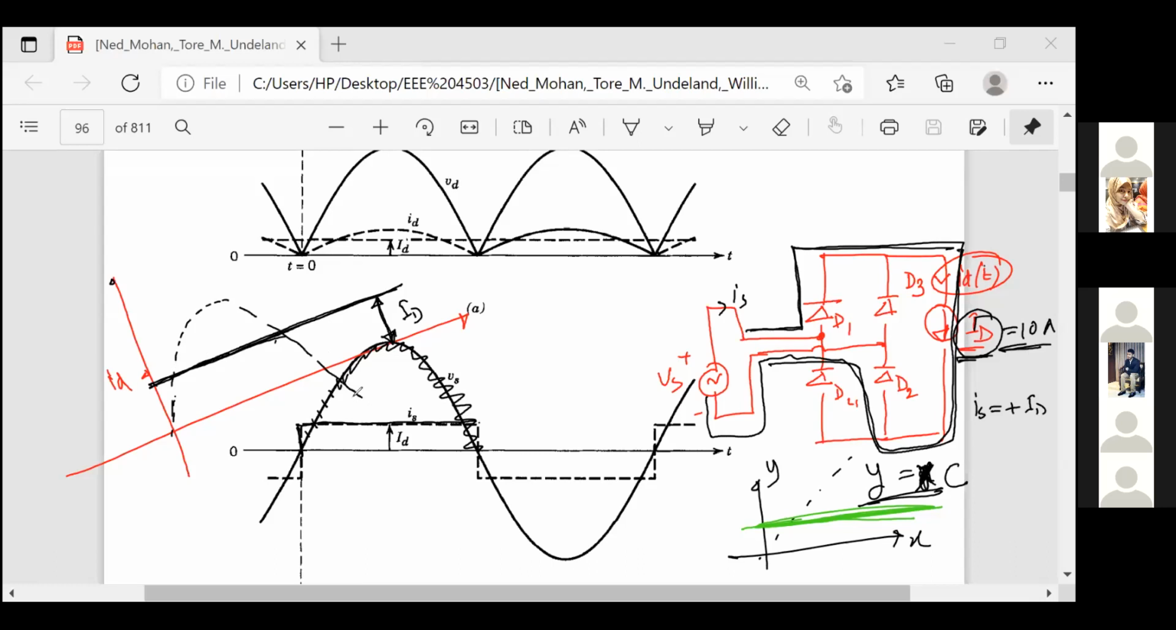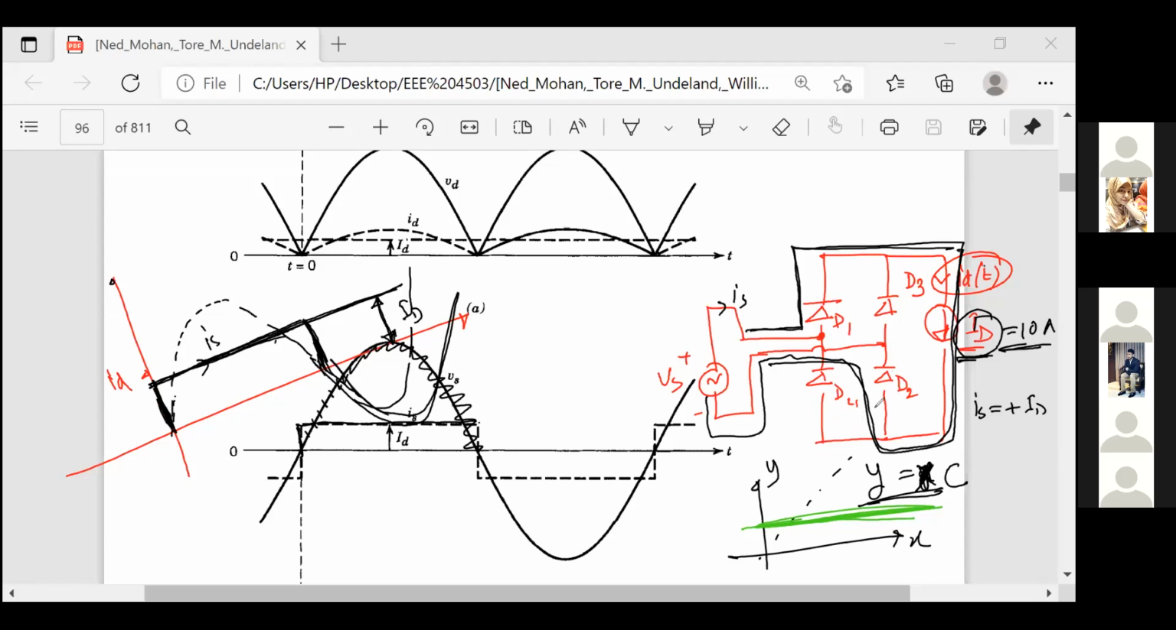So this is your say, this one, then your current will be IS. This is IS I am trying to plot. And this will be like this. Am I correct or not? Yes, sir. For the negative half cycle, then what will happen to your negative half cycle?